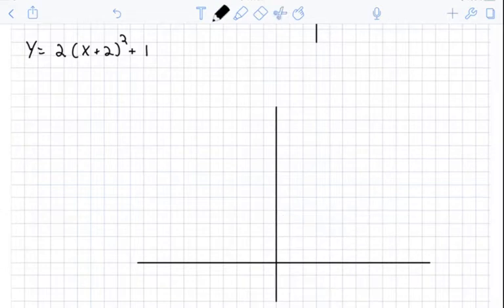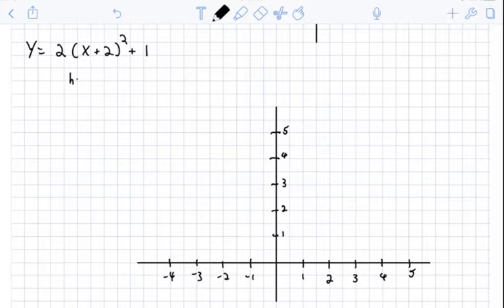It's in standard form, so that means it tells us about its vertex. What are the coordinates of its vertex? Okay, so h is equal to -2, k is equal to 1. That's where the vertex is. (-2, 1), here.